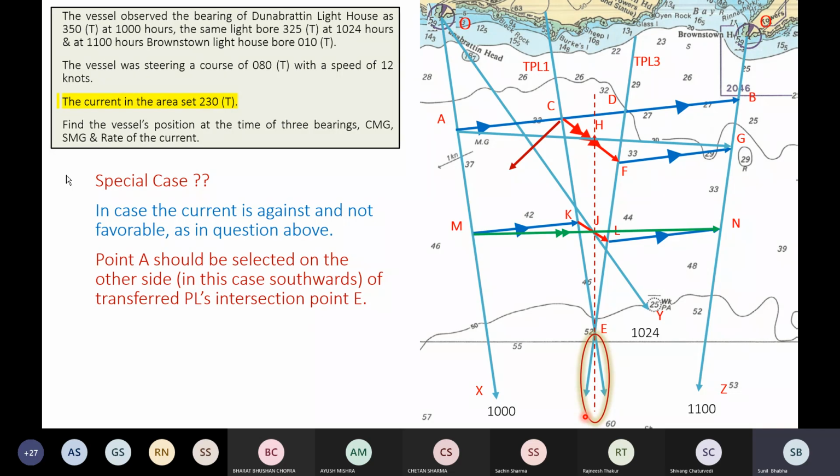In case the current is against the course steered, you go on the other side of the transferred PL intersection point.